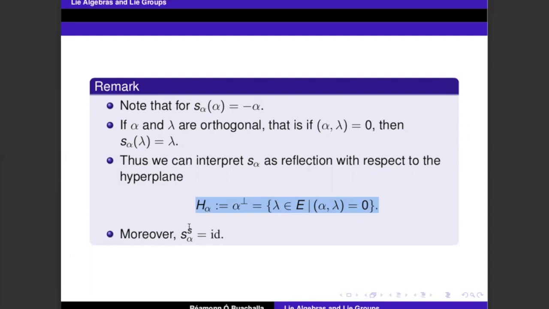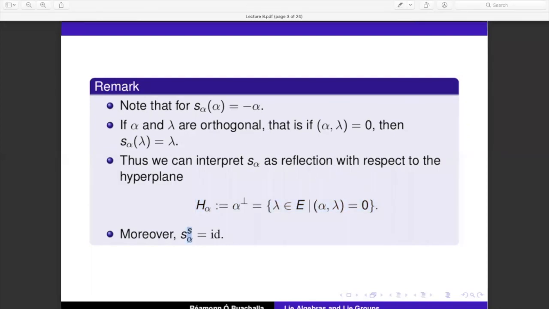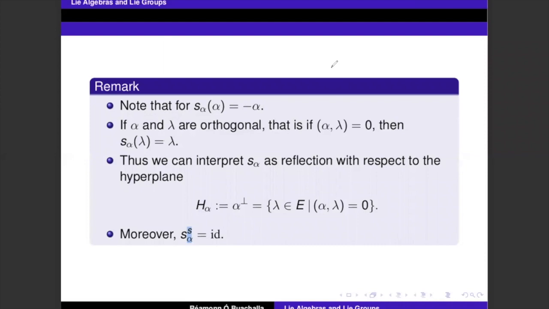Let me see, that should not be S. That should be S squared. You apply it twice to get back the identity. You can see that from here, I guess, because here it's just going to be the identity. So if you take it on something here, well, it just gives you back lambda. So if you do it twice, you get back lambda. Here you get minus alpha, and then operating again, you're going to get minus alpha. And then it's going to be the identity on this component, the identity on this component. So the identity on the whole thing.